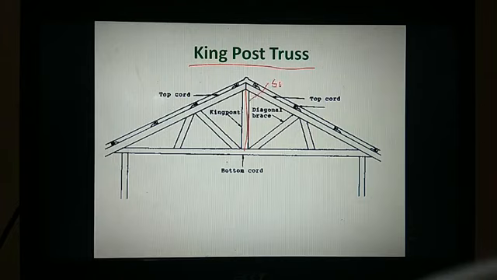We call the center member a sag tie. Why? Because this is the biggest tension member in the roof truss, which is subjected to sagging. It is subjected to tension, and that's why it's called a sag tie member. And this is the bottom chord. This is the example.